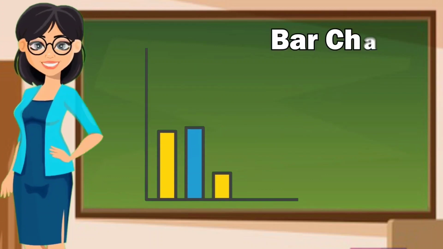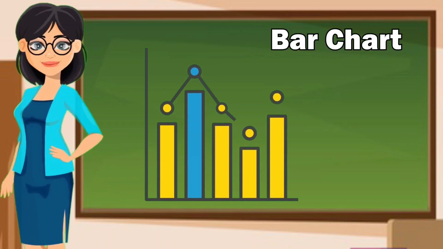Also known as a bar chart or bar diagram, a bar graph is a graphical representation of data that uses bars to compare data according to given categories. Such bars may run either vertically or horizontally.